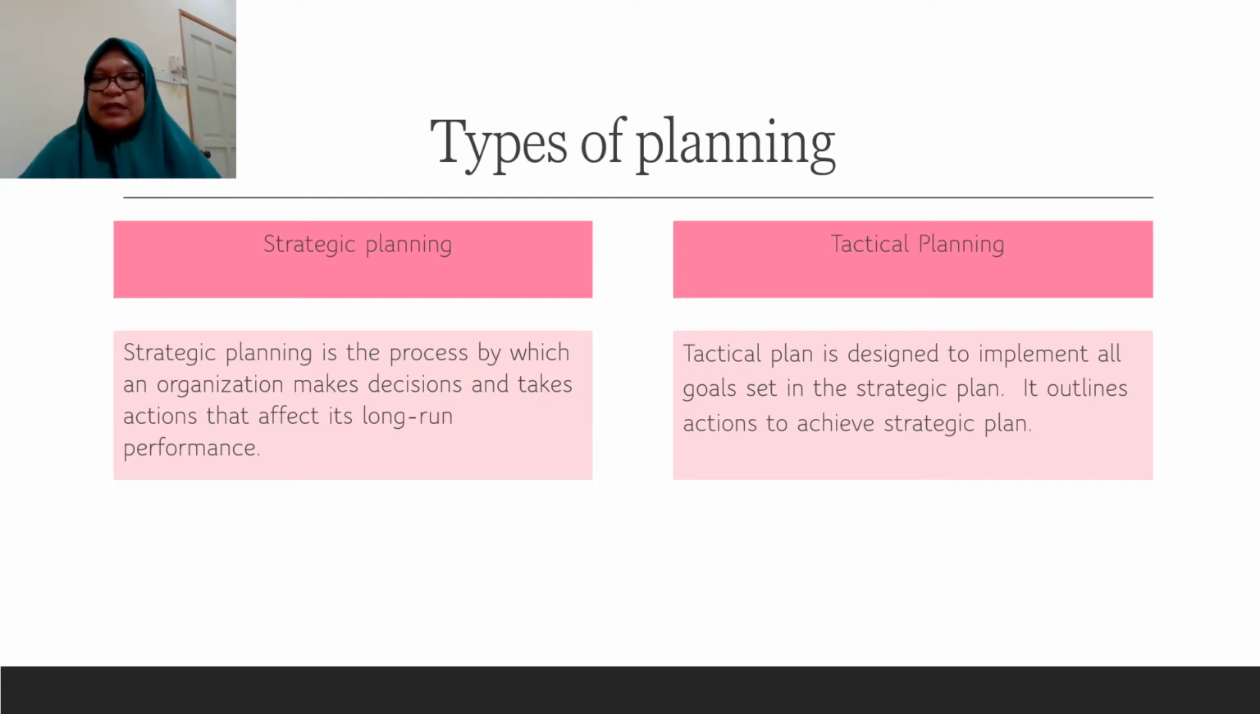While for the tactical planning, a tactical plan is designed to implement all goals set in the strategic plan. It outlines actions to achieve the strategic plan. So first we do the strategic planning for the long run, what we want to achieve, our goals. In order for us to achieve the objective, the plan for the long run, we have to come up with the tactical planning, where tactical planning is much shorter. This is to ensure that we will achieve the strategic planning.